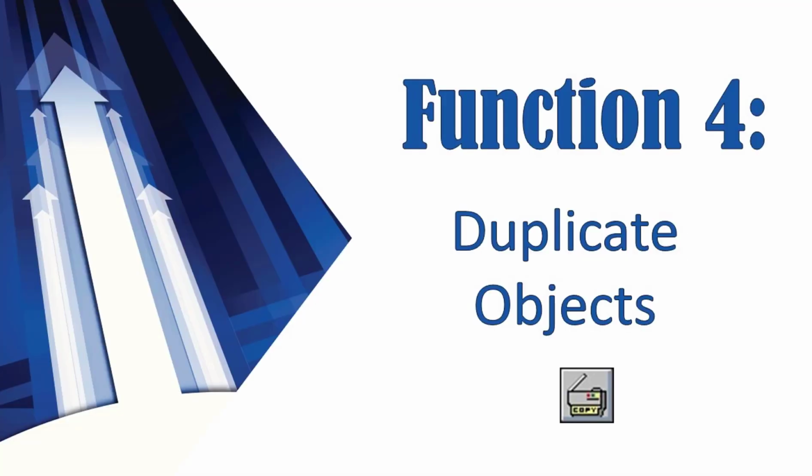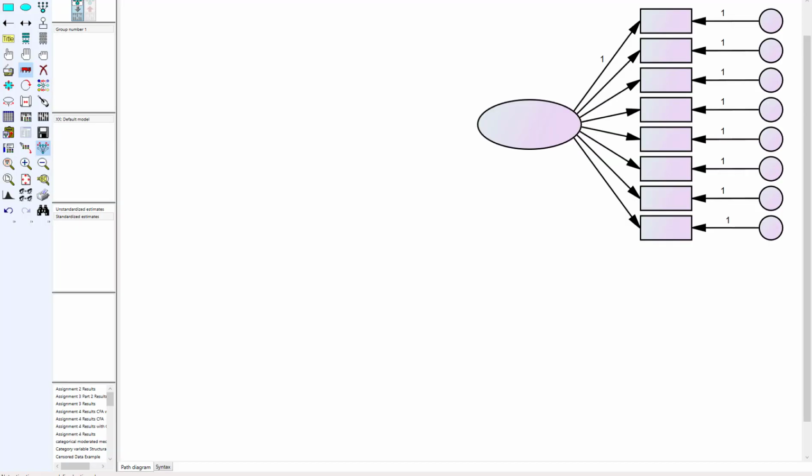Function 4. Function 4 is the duplicate objects function, and the icon on that looks like a little copy machine. It's on the left hand side ribbon. The nice thing about this function is if you have a large construct with a lot of indicators, but you have multiple of those, instead of creating them one at a time, you can create one and then just copy the functions.